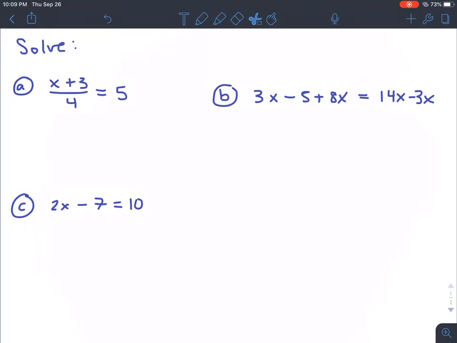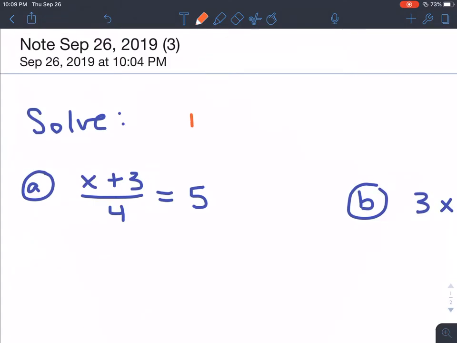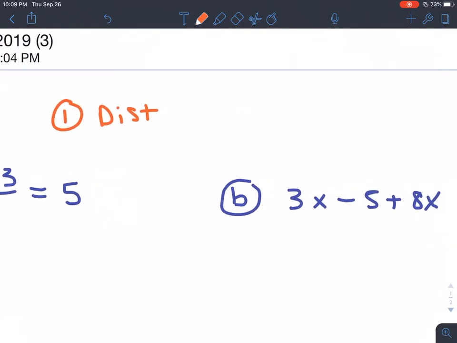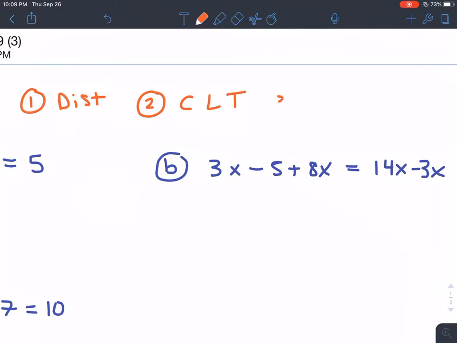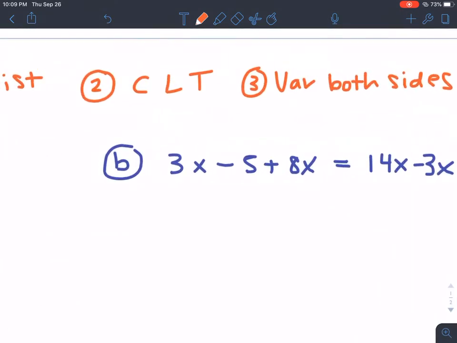Okay, so before we even start solving these, I'd like to go over the 4 basic steps when it comes to solving equations. So the first step is looking for a distribution. Do that first if you can. Second is combining like terms. Third is having variables on both sides. And then fourth is just solving like normal.